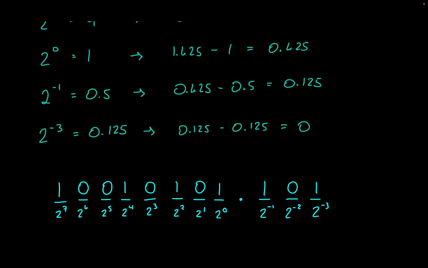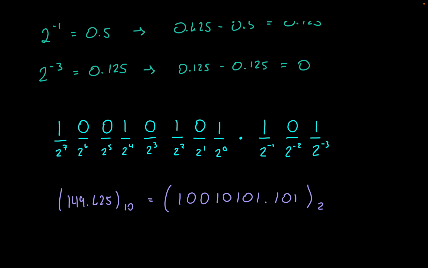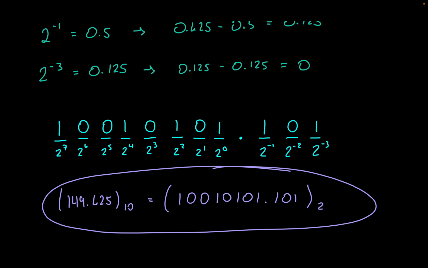So what we can wrap this up by saying is 149.625 in base 10. This is how we denote base 10 and base 2. It's essentially just a subscript of whatever base you're in. And that is equal to, hang in with me now, 10010101.101 in base 2. So now you know how to convert base 10 numbers into base 2.